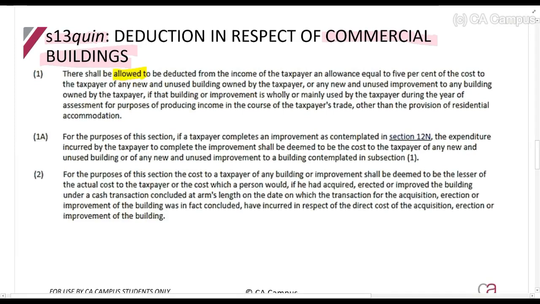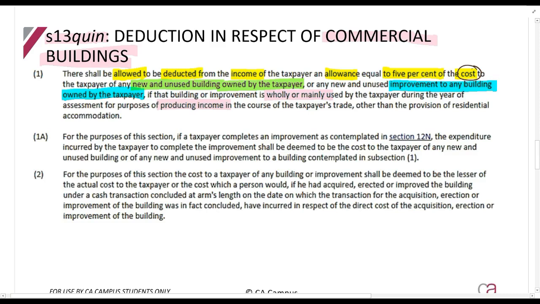There shall be allowed to be deducted from the income of the taxpayer an allowance equal to 5% of the cost. Can you guys see? Cost, there must be a cost to the taxpayer of, very important, any new and unused building owned by the taxpayer, right? Or any new and unused improvement to any building owned by the taxpayer. If that building or improvement is wholly or mainly used by the taxpayer during the year of assessment for the purposes of producing income in the course of the taxpayer's trade, other than residential accommodation.